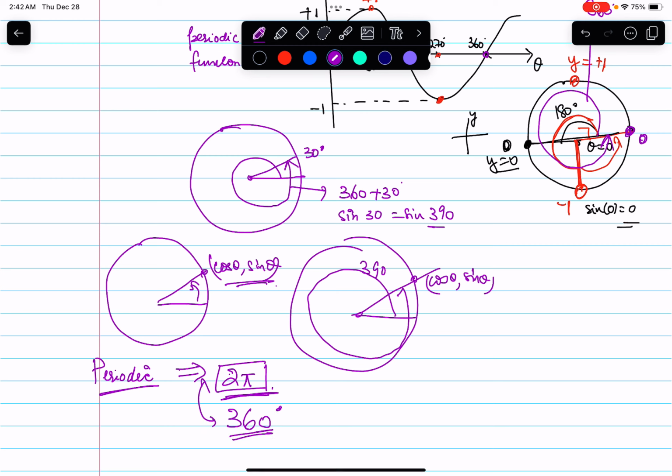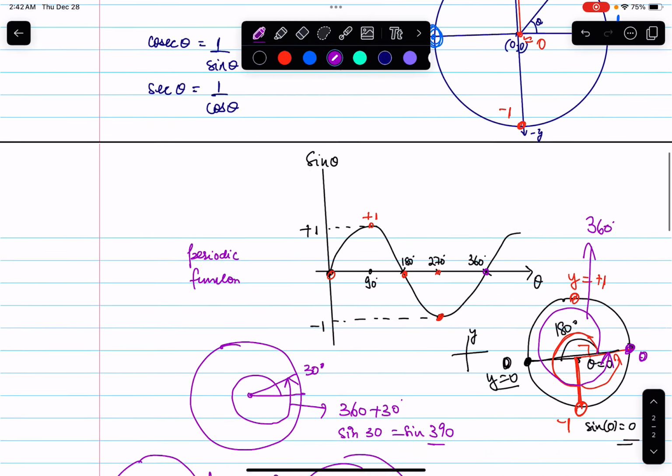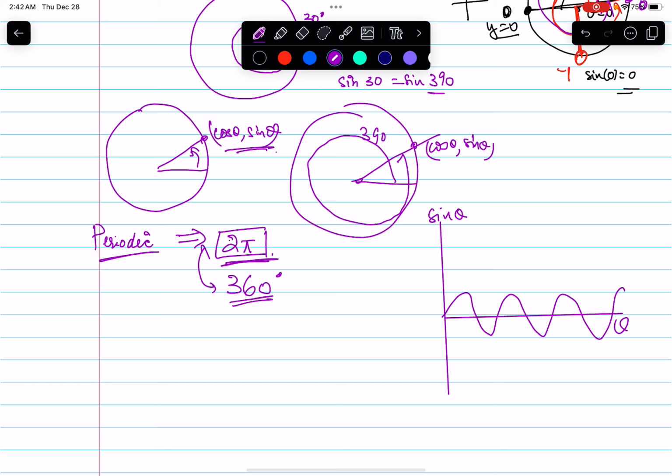Okay? If you have not learned about radians, then you can use degrees or radians. So that's the main idea over here. And so that's why what you're going to be seeing is that the sine of theta function will just be going like this for infinity. And so it's going to keep oscillating between positive 1 and negative 1.